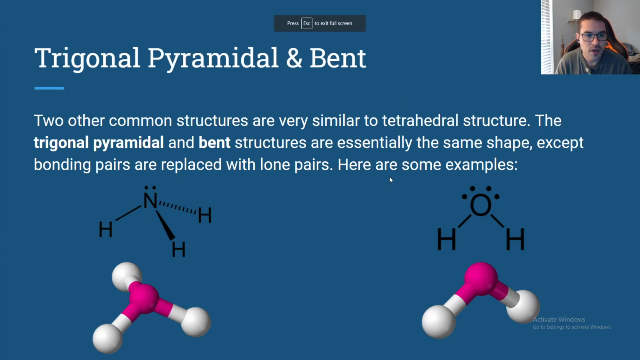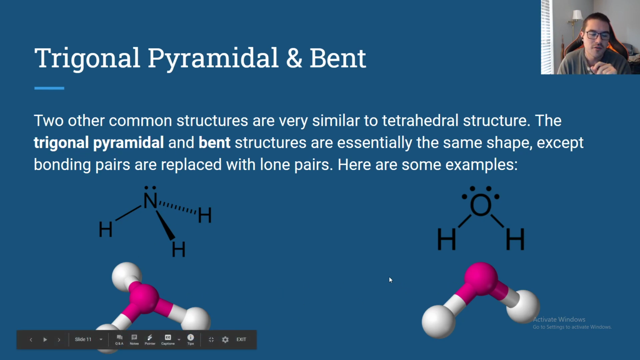Okay, so that's tetrahedral. All right, there are two other common structures that are very similar to tetrahedral in nature. These are called trigonal pyramidal and bent. And I realize they don't look it at first glance, but let me explain how they are similar. These are the same shape, but you have to understand it's not just the bonding pairs that do the repulsion. If you have lone pairs on the central atom, those act like bonding pairs. They're still pairs of electrons that are able to repel the bonding pairs away.